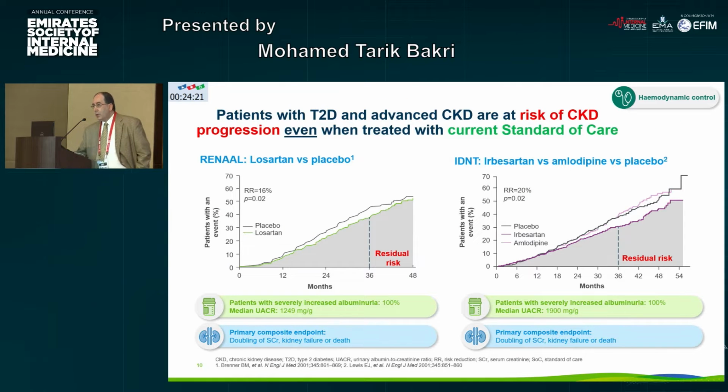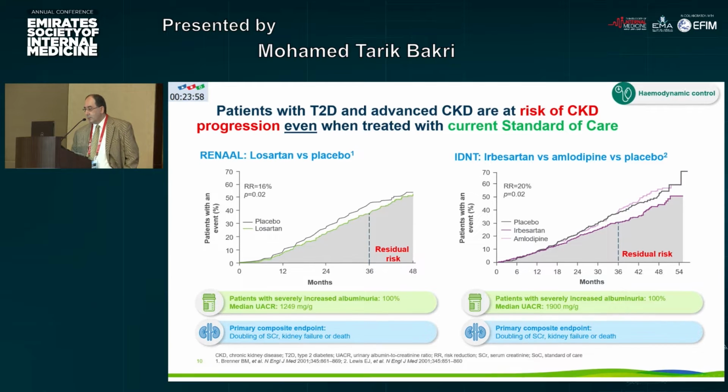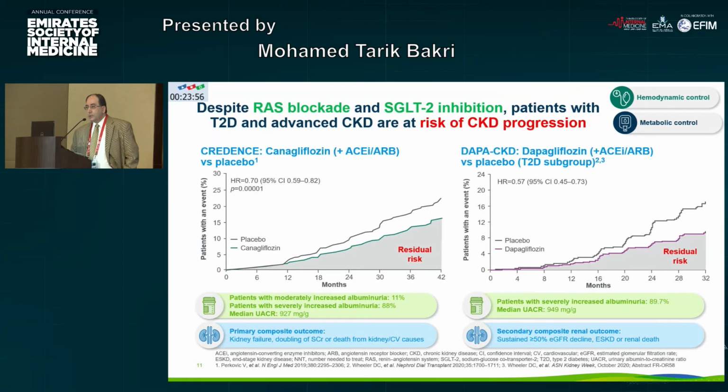And till now, with the standard of care using ACE or ARBs, you can see there was significant reduction in CKD and other endpoints, but even with the maximum dose of ACE or ARB, we still have a significant residual risk for our patient to progress and to have cardiovascular disease. And also, after the introduction of SGLT2 on top of the ACE or ARBs, we still have significant residual risk.